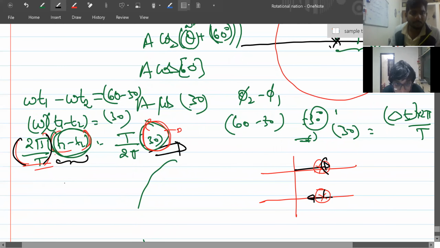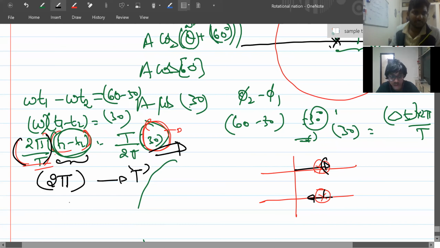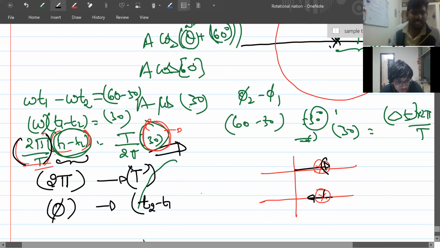Another point I'll tell you. For 2 pi difference, 2 pi means one cycle, right? For one cycle, how much time will it take? T, capital T. And for any other angle, any other phase difference, the time period will be some t dash, okay? That will be t2 minus t1, the time difference. Delta t, I'm writing it.